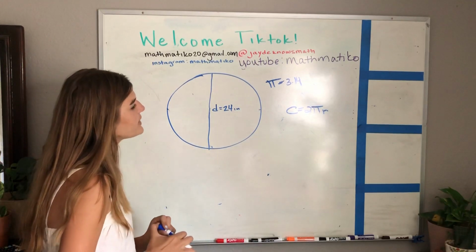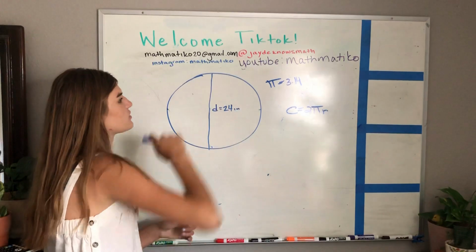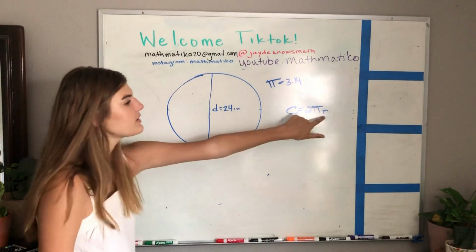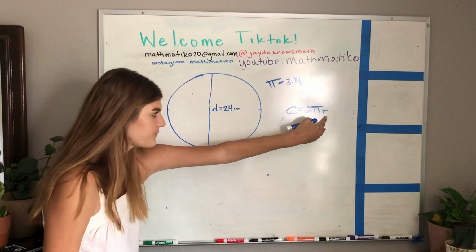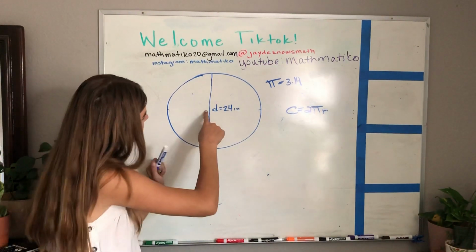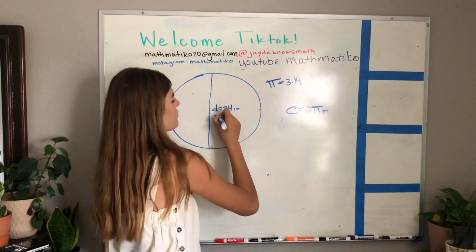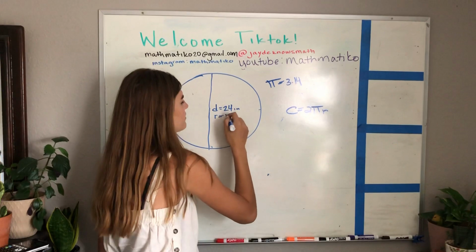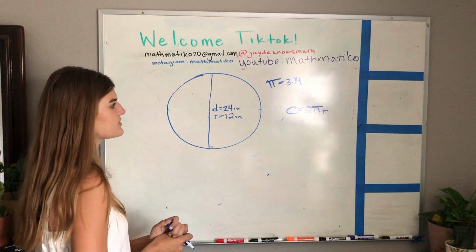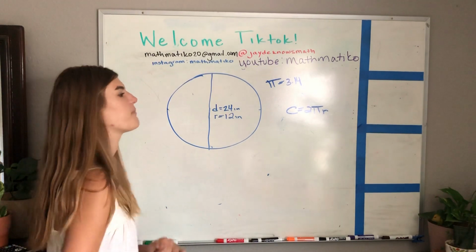Alrighty, so what we need to find is the circumference, the distance around the circle. Well, we know diameter is 24, but we need the radius. How do we find the radius? Well, we know the radius is half the size of the diameter, so we're going to divide 24 by 2, because that's half. Radius is going to be 12 inches. Does everyone see how I got that? You guys can rewind it if you need a little bit more help.